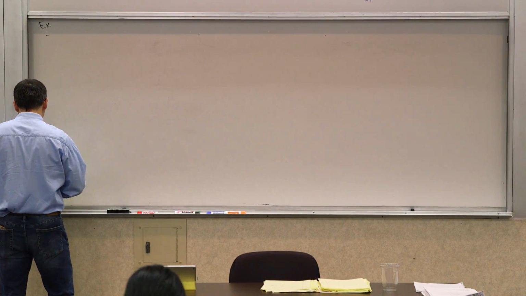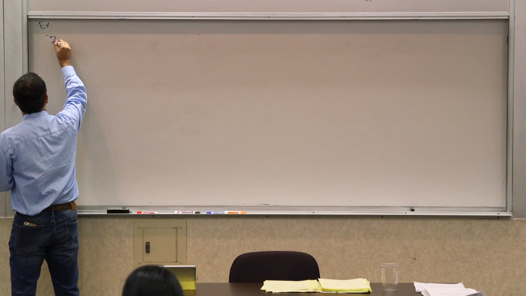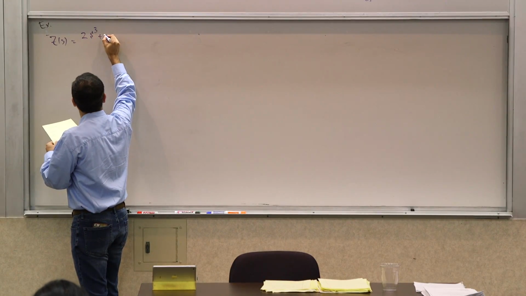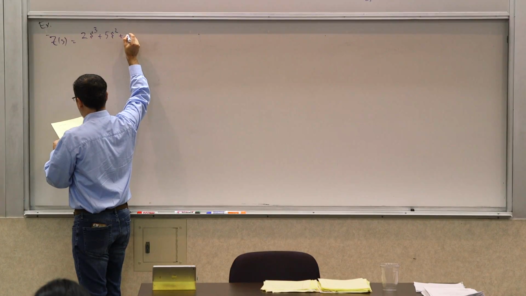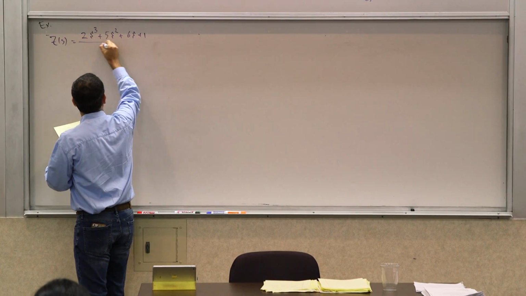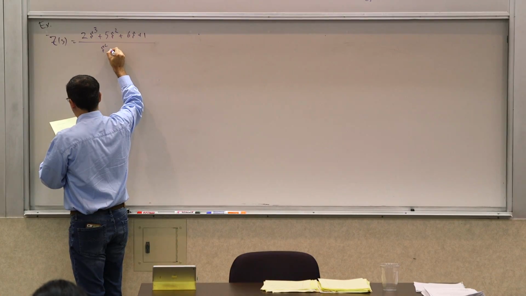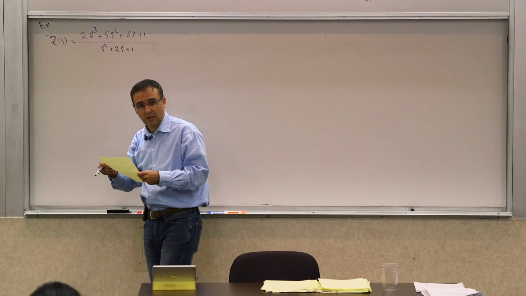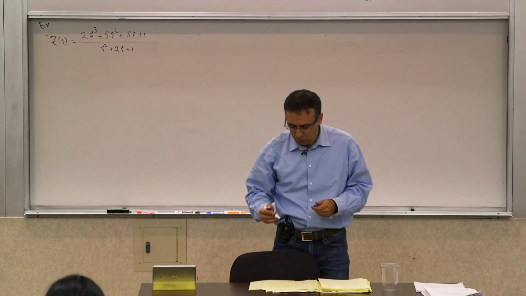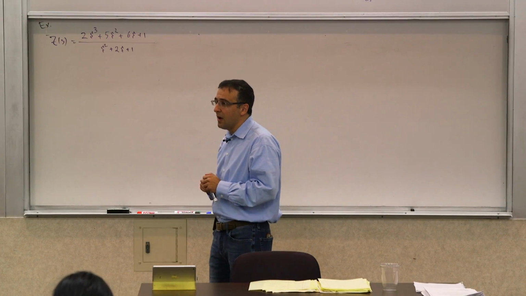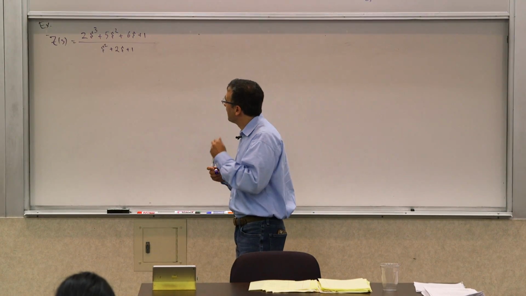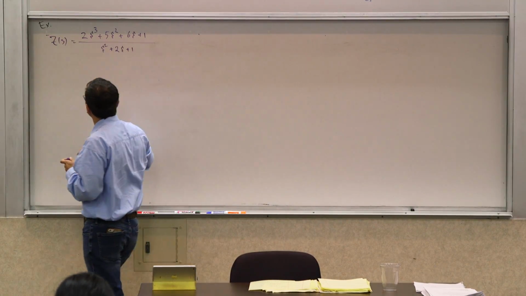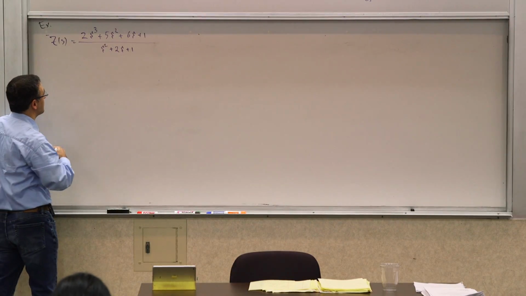So now let's think about this transfer function. So Z of s is 2s cubed plus 5s squared plus 6s plus 1 divided by s squared plus 2s plus 1. So what do I do with this? Well, let me show you one thing. If I actually do this, if I do a long division, what happens? Let's do a long division.